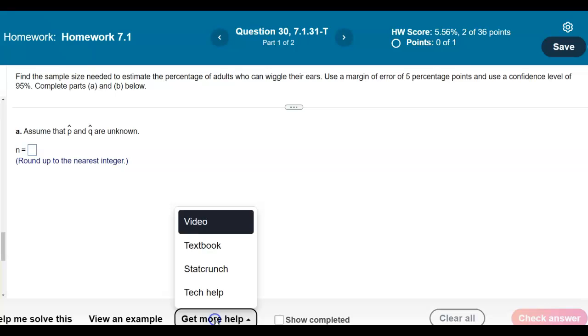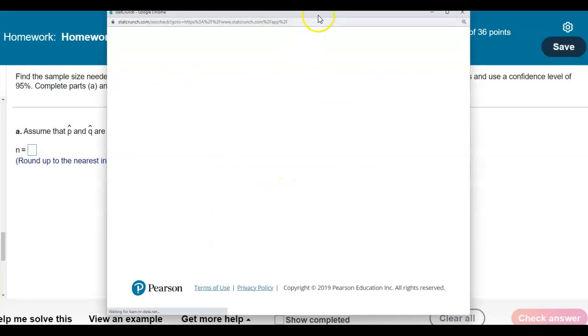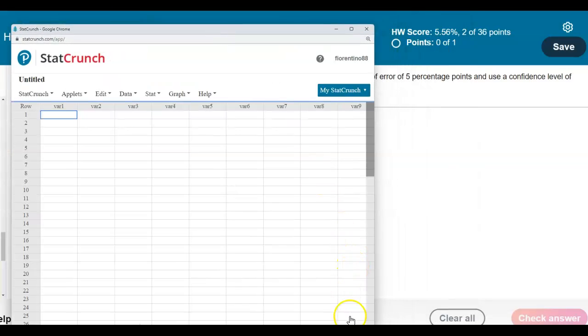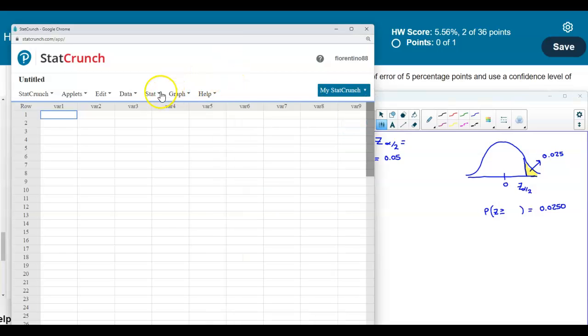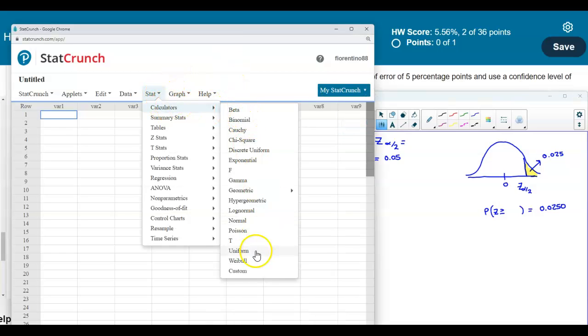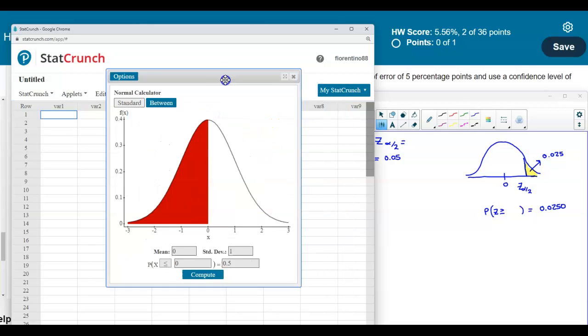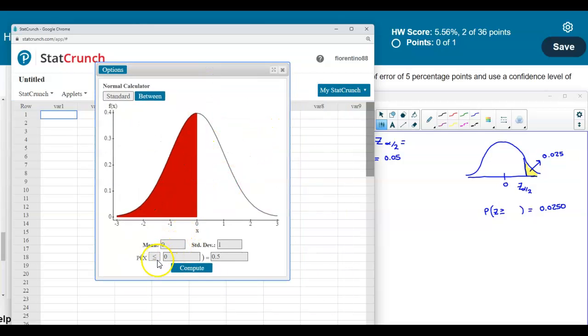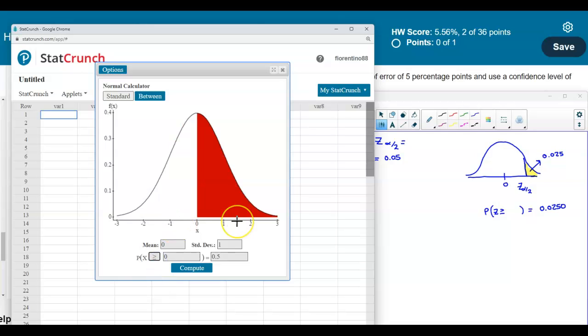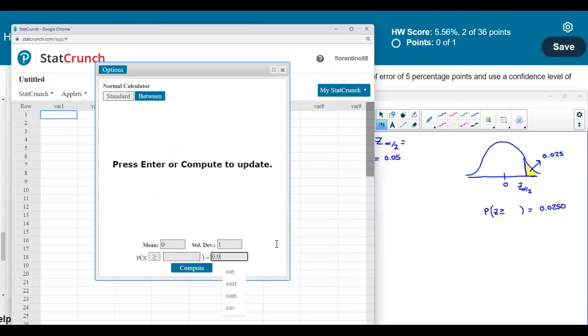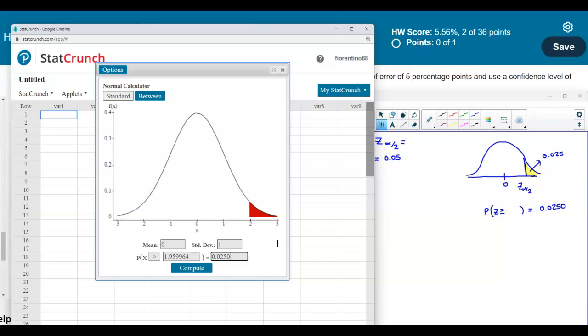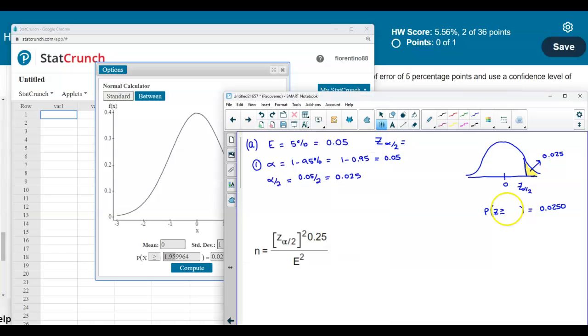So let's go ahead and open that up. We're going to go to Stat, Calculators, and then scroll down to Normal. We want to make sure the area is to the right, so we select the inequality to point to the right. We want to find this critical Z value, so we put in the area of 0.0250, and we get 1.96 rounded to 2 decimal places. So that represents the critical value.